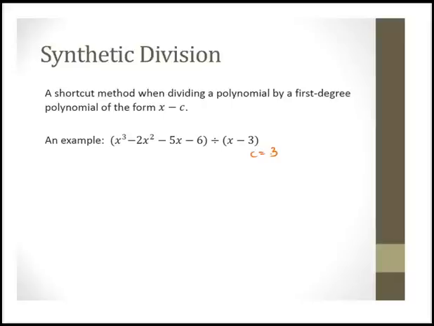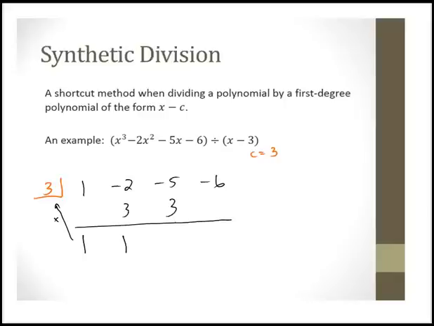So in the synthetic division process, what we do is we kind of hold the 3 off and we build a little structure. We take the coefficients of the original polynomial, 1, negative 2, negative 5, negative 6. Draw a line. And what we do is we drop down the first coefficient, 1. We multiply. 1 times 3 is 3. And we add. Negative 2 plus 3 is 1. We multiply. 1 times 3 is 3.